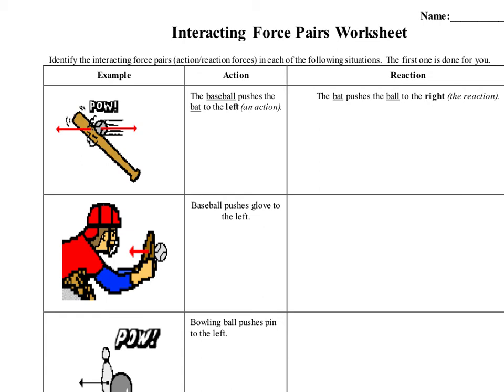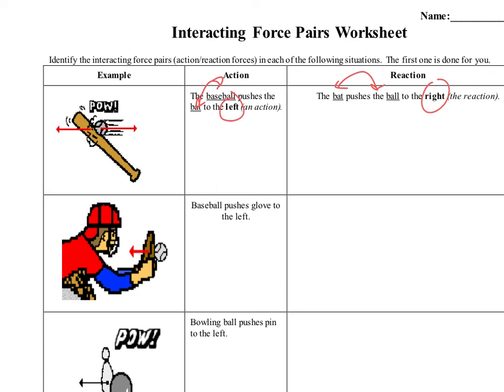So, for example, in the first one, the baseball pushes the bat to the left. So then I just need to flip-flop the objects. The bat's going to push the ball to the right. So our direction is going to flip-flop, and then I also change the positioning of the objects.